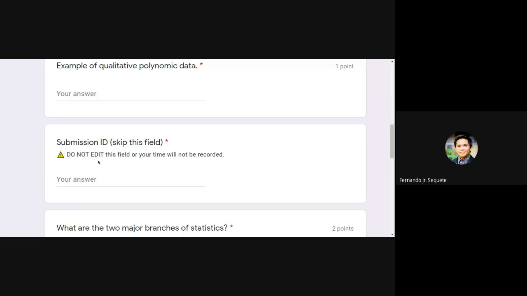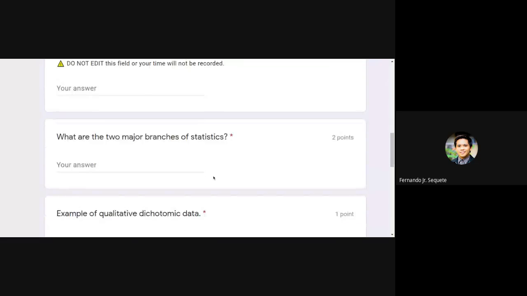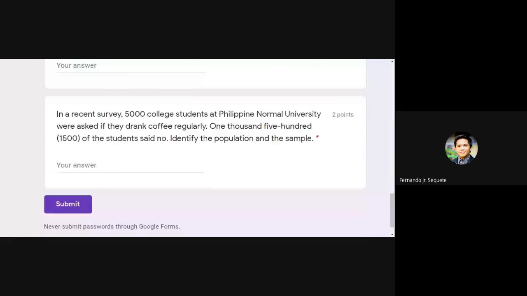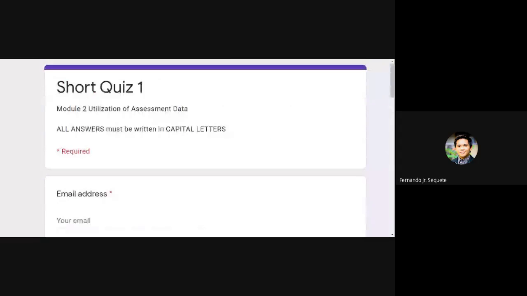The submission ID says do not edit. But according to some statements, some took a long time here. The instruction is clear: do not edit this field or your time will not be recorded. So do not touch the submission ID. Okay, and then that's it. And then of course, our instruction.